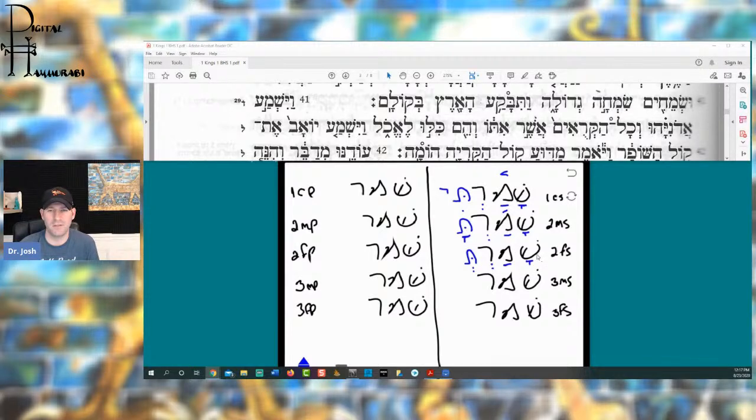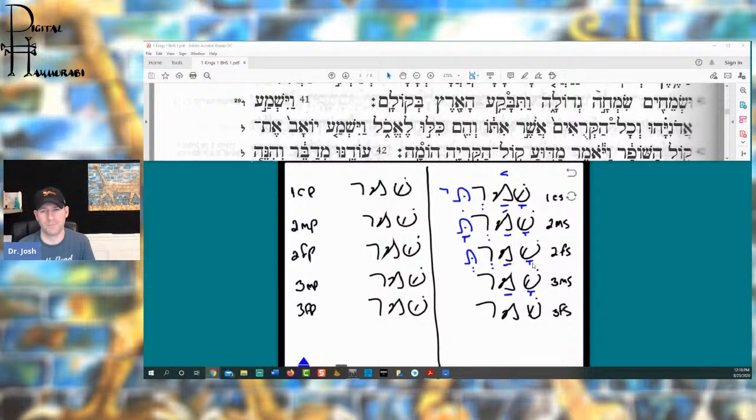Oddly enough, this is pronounced Shamart. So these are both silent shevas. It's just sort of a weird case. This is closing the syllable. So Shamart, Shamart, Shamarti, Shamarta, Shamart. This is second feminine singular. So you guarded. So Shamarti, I guarded. Shamarta, you masculine singular guarded. Shamart, you feminine singular guarded.